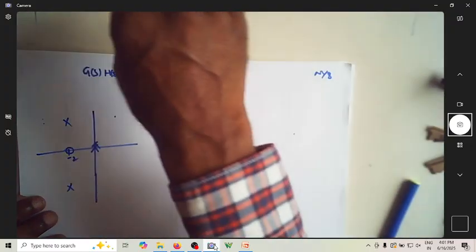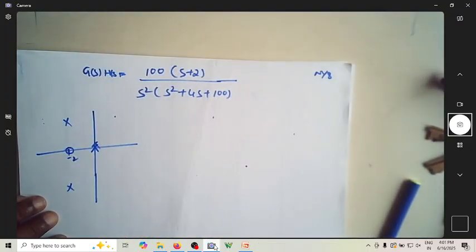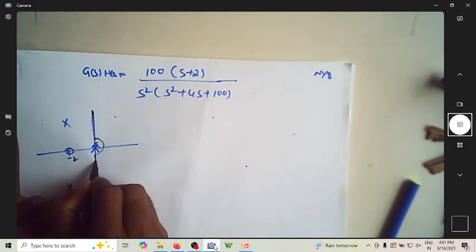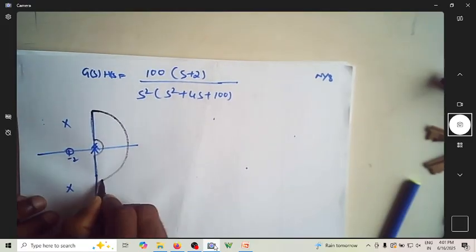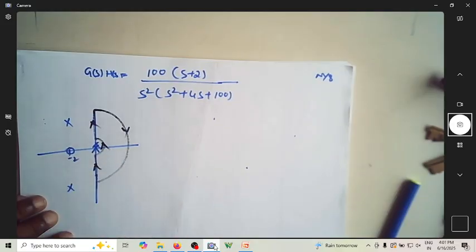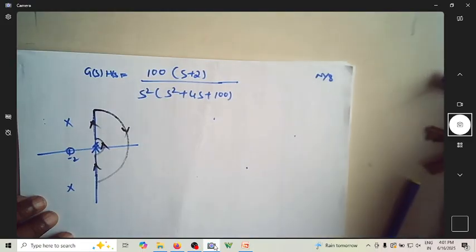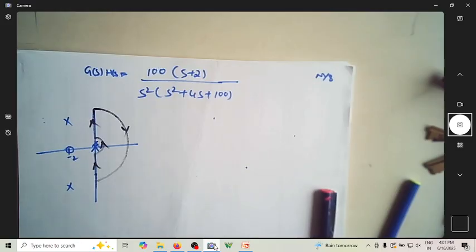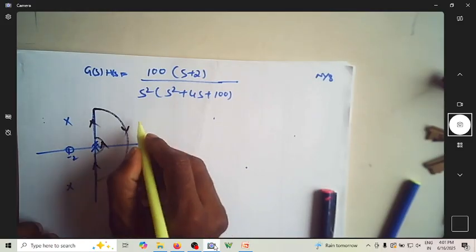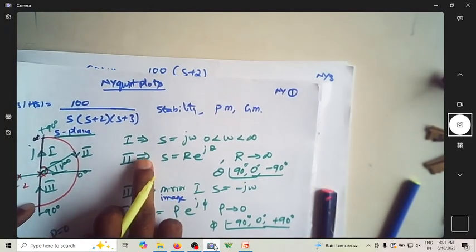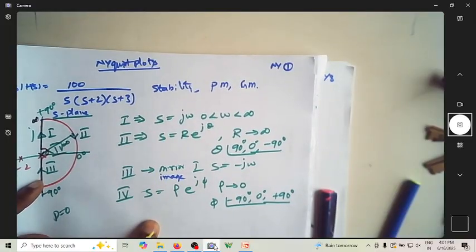How does the Nyquist contour in S-plane look like? This is Nyquist contour in S-plane. So I will end up with, let me see whether this is visible or not. Okay, let me not go into the basics of this. So this is already known to you people.